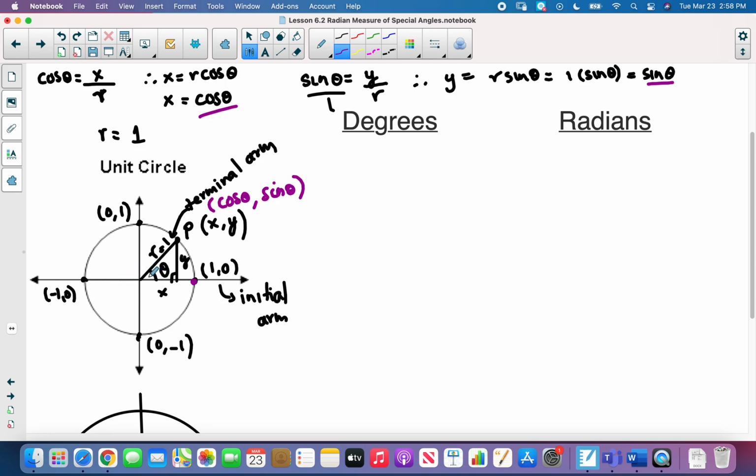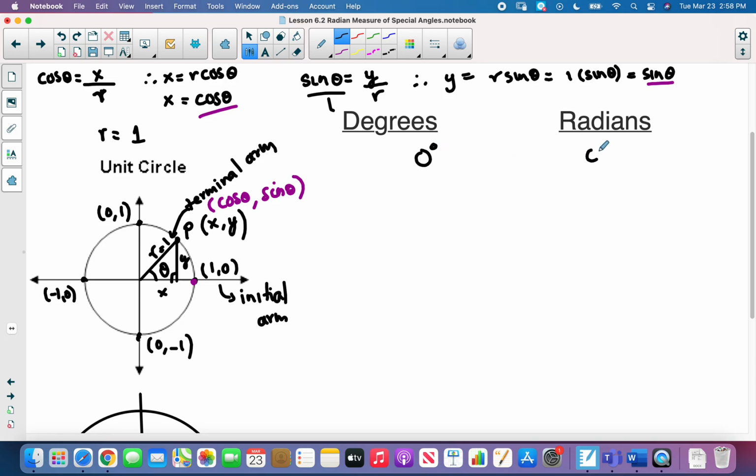If you move the terminal arm all the way to here, so the angle theta is 180 degrees or pi, cos pi is -1, sine pi is 0. And if we move the terminal arm all the way here, creating this angle, which is 270 degrees or 3 pi over 2, cosine of that angle is 0, and sine of that angle is -1. So we're trying to get familiar with degrees and radians.